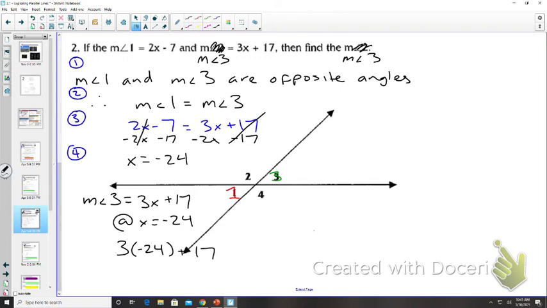Three times negative 24 plus 17. 55. Negative 52. So we can't have it. Well, I guess we could have a negative angle. Sorry, I messed that one up because I did the wrong thing. But that's what you would do.